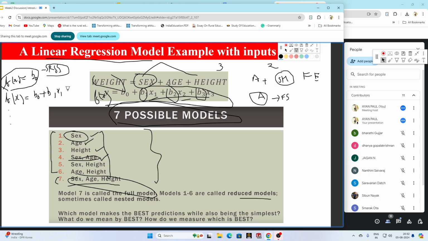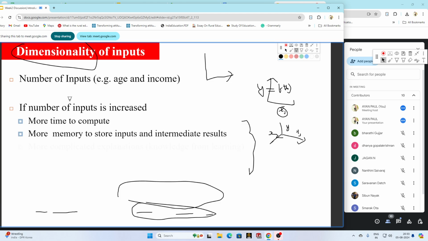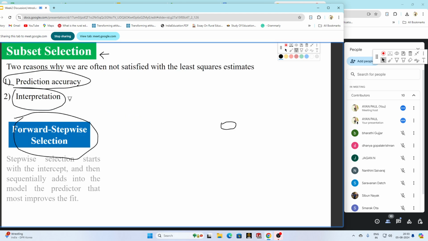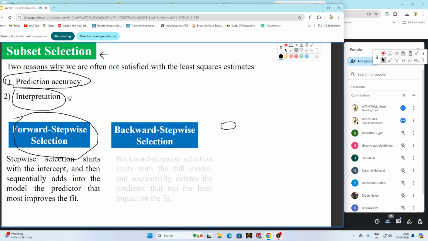Similarly we can try it with all the inputs. Wherever our RSS is increasing, that means more error is coming, so that feature is not good for our model, and we will drop that feature. By that we can do forward stepwise selection. The second thing is backward stepwise selection.